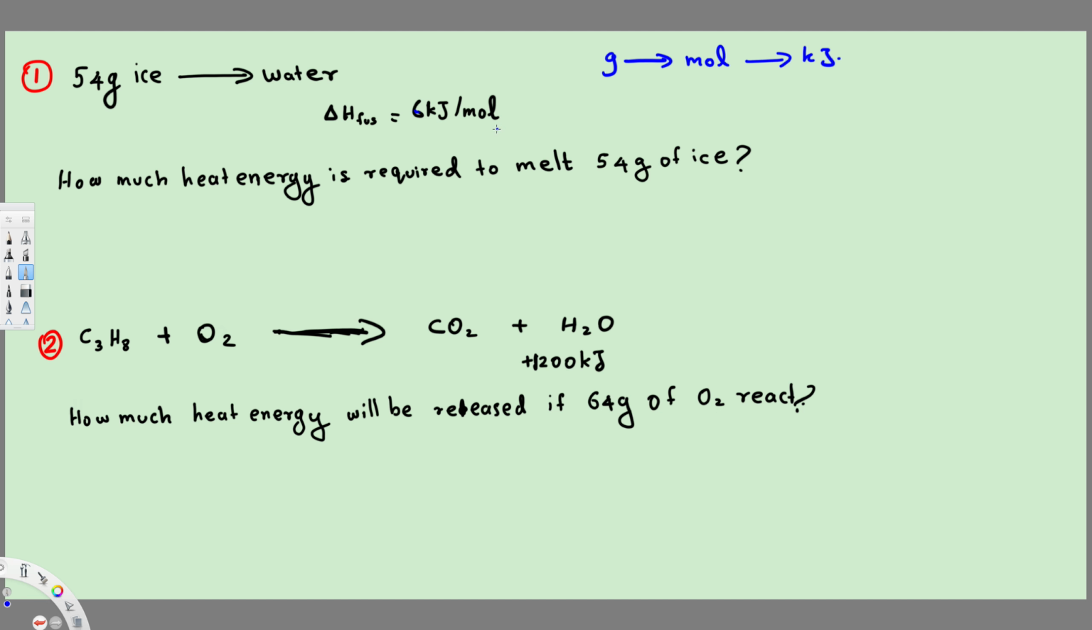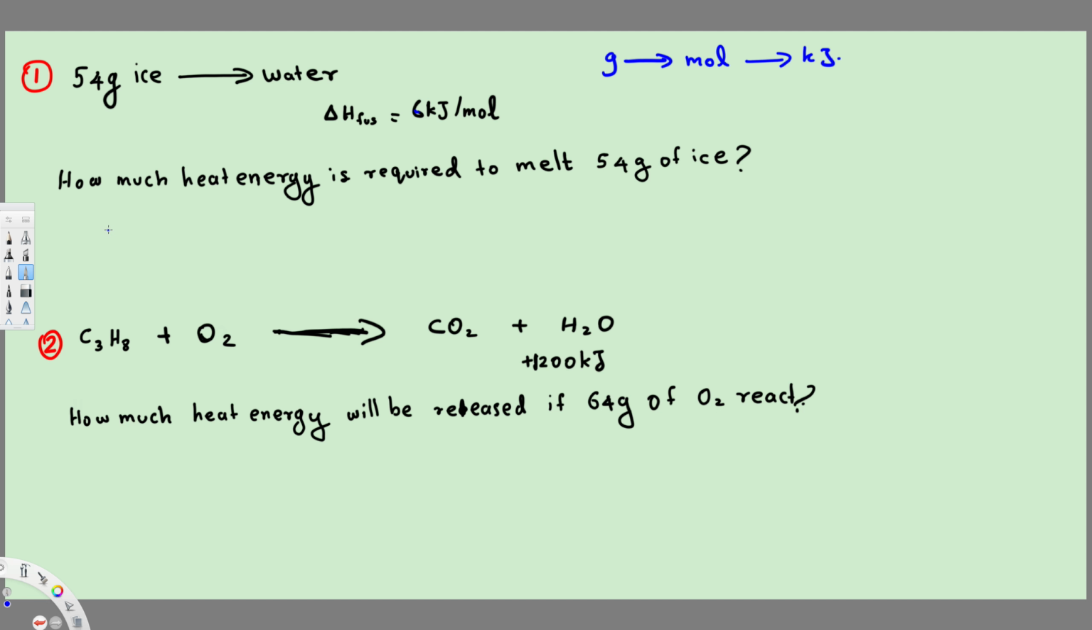So how can we convert gram to mole? All we have to do is simply divide this one by its molar mass. So we know the molar mass of water, and ice is still water, right, in solid form. So if we divide this one by the molar mass of water, that's going to give us the mole. So let's plug in the values.